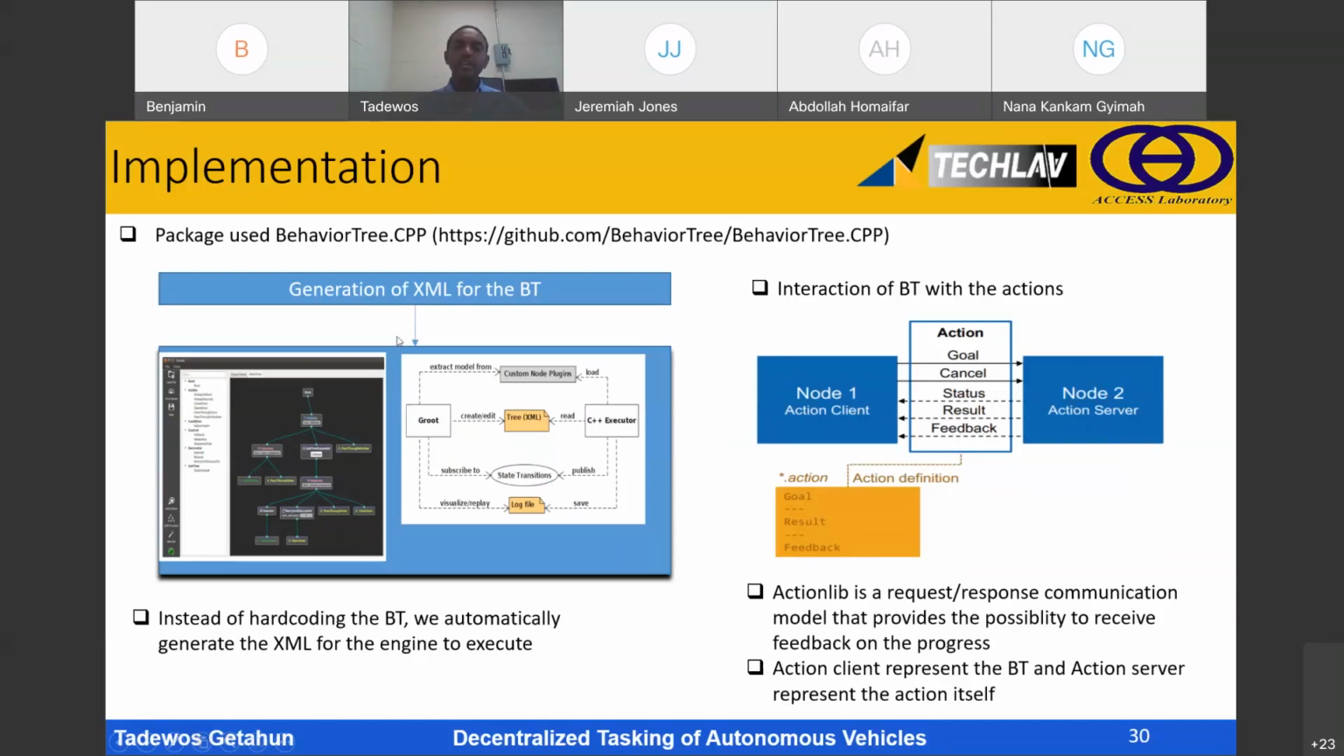Also, since the client at this stage is a behavior tree, the behavior tree can request to check the status, the result, or feedback. Based on that, we can say if an action, a behavior, or a subtree is still running, or if it completes or fails, by checking the status of the action server.